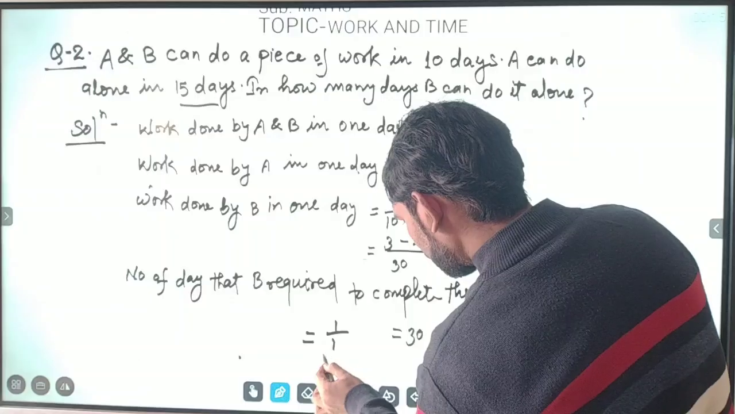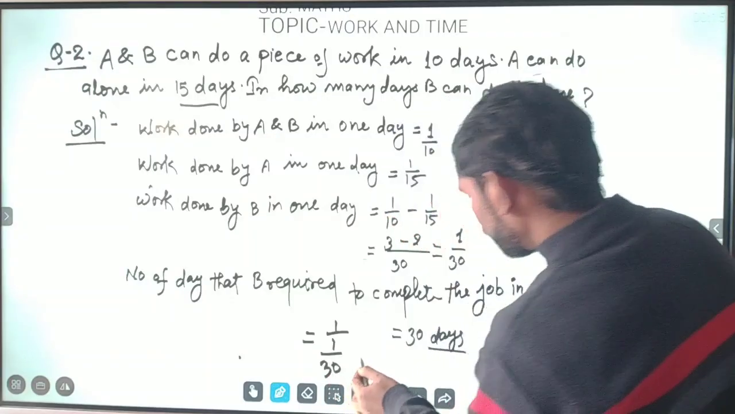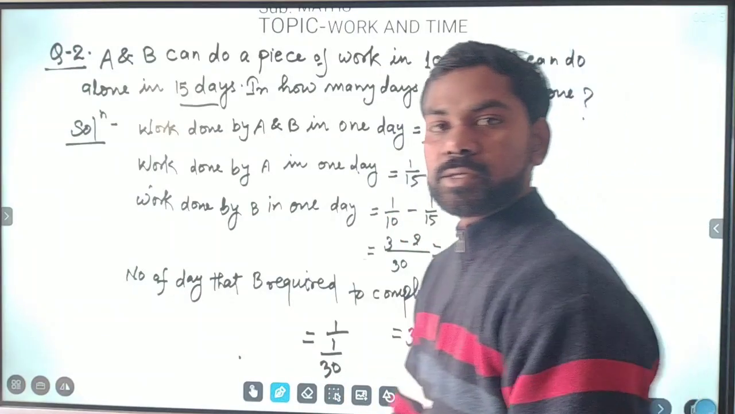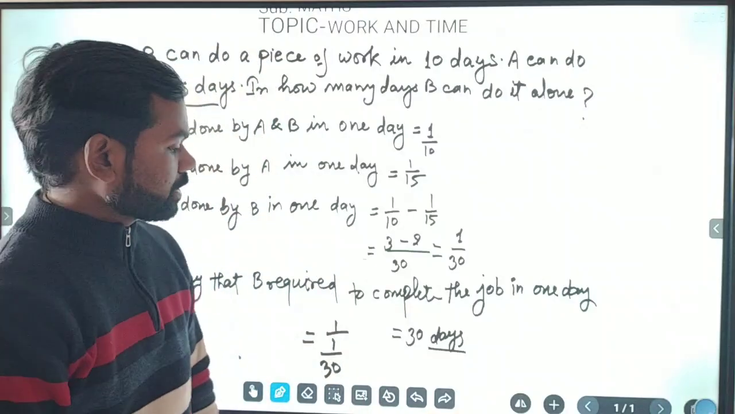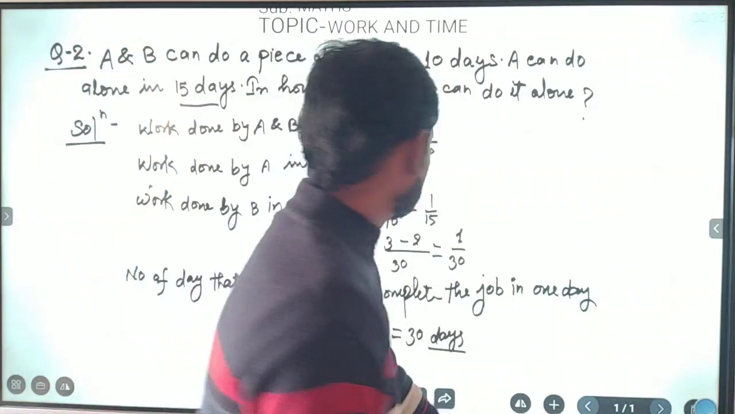One upon 30, which is equal to 30 days. So I hope it is clear to everyone. Now let's see the next question.